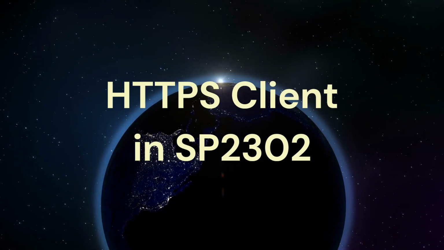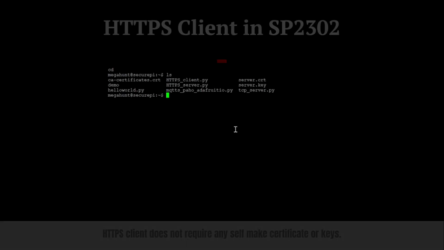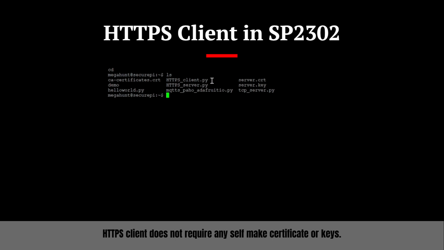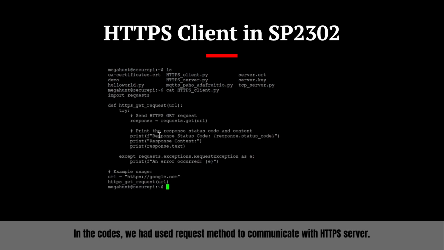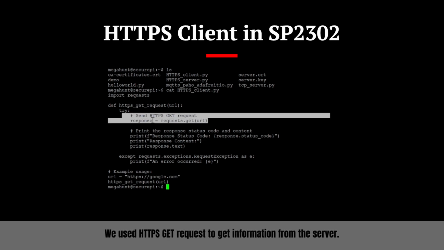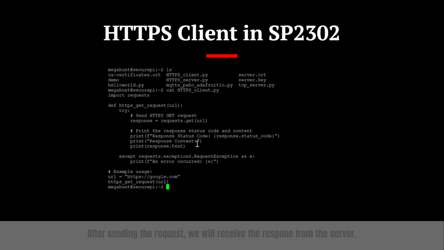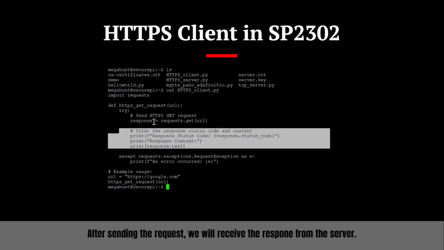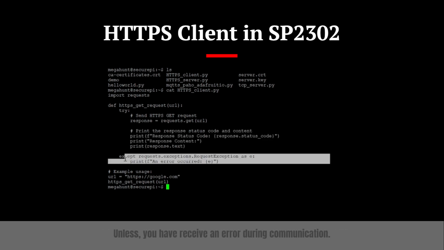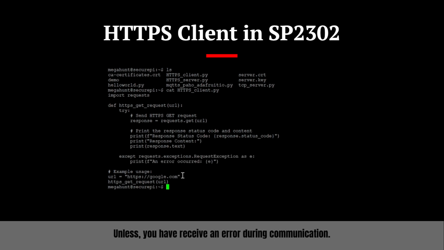HTTPS client in SP2302. The HTTPS client does not require any self-made certificate or keys. Let's have a look at the HTTPS client code. The GitHub link for this code is in the description. In the code, we used the request method to communicate with the HTTPS server. We used an HTTPS GET request to get information from the server. After sending the request, we will receive the response from the server, unless you have received an error during communication.